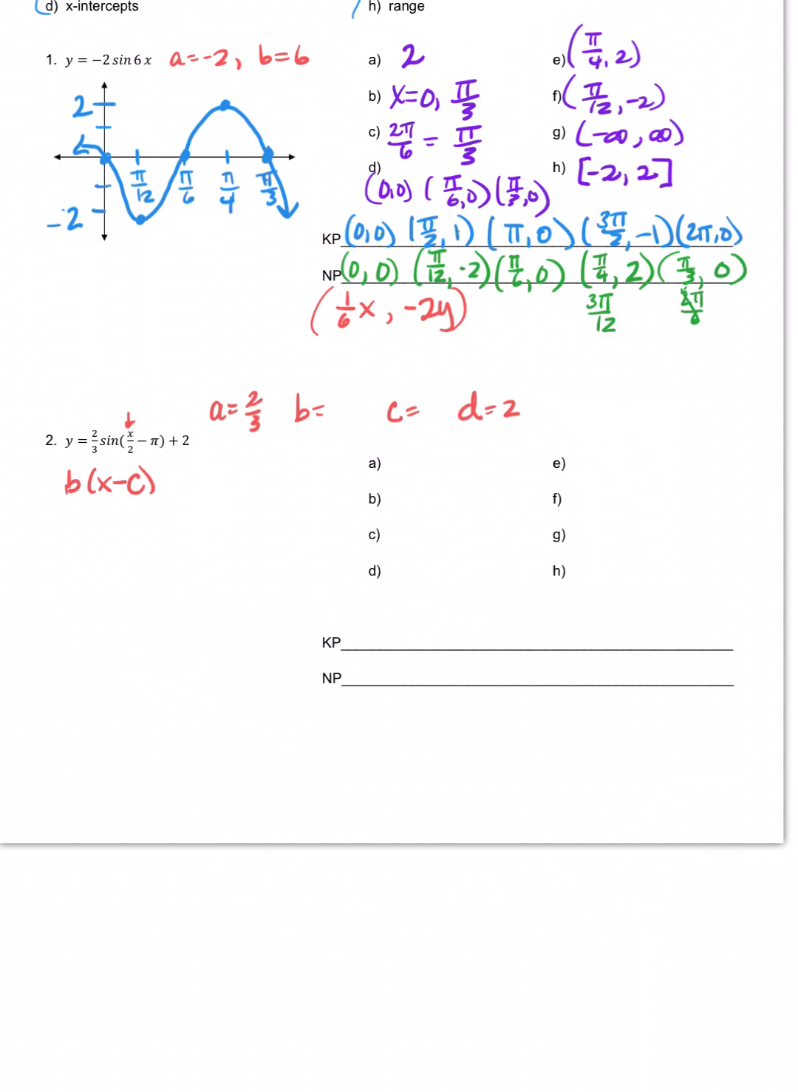That's a 1/2 times x. So if I take a 1/2 out, that leaves x. If I divide pi by 1/2, what do I get? I get 2 pi. How do I check that? Well, mentally just redistribute it.